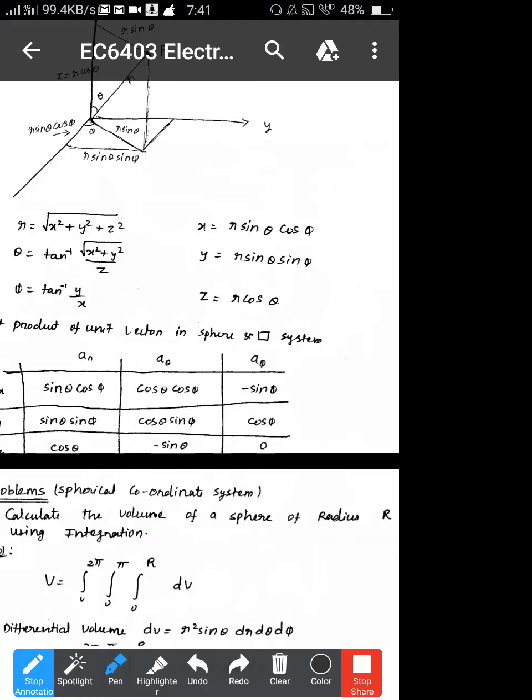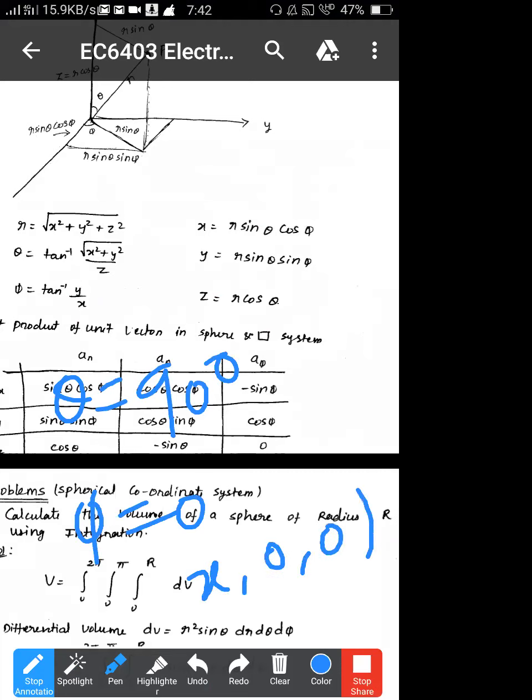what I have found out: theta is equal to 90 degree, and phi is equal to 0 degree. What was my point? My point was x equal to r, 0, 0. Again in this case x is equal to what, sir? r itself, 0, 0. Now what happens? Sine 90 degree is 1, cos 0 is 1. That's why you are getting x is equal to r.